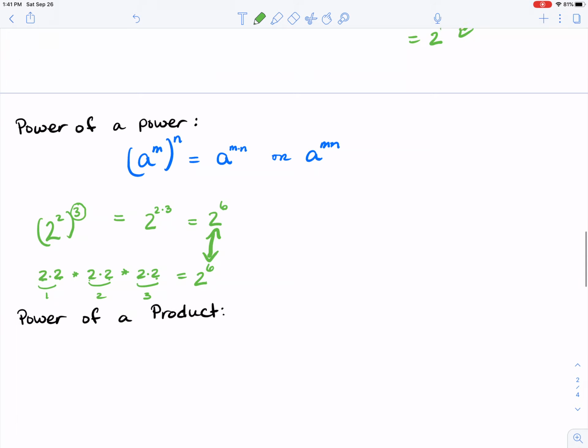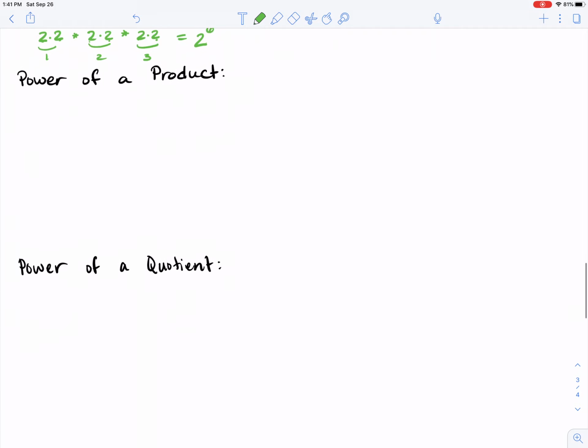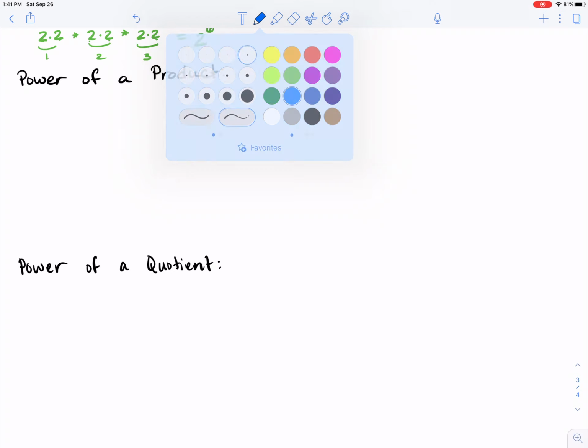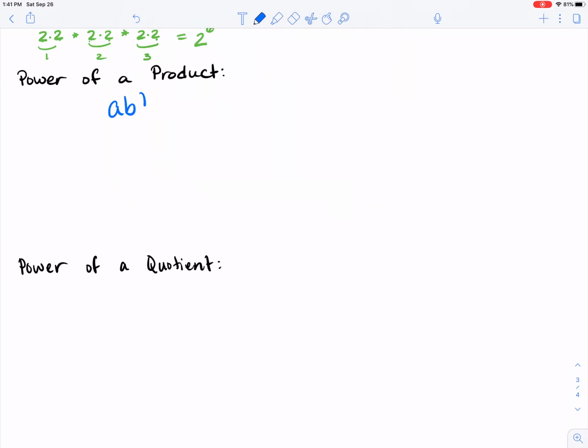The fourth law is the power of a product. This means we have 2 different bases. So I have a times b, all to the exponent m. And what they're saying is that equals a to the m times b to the m.